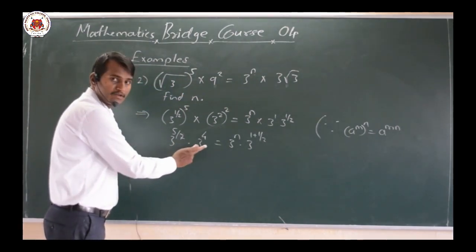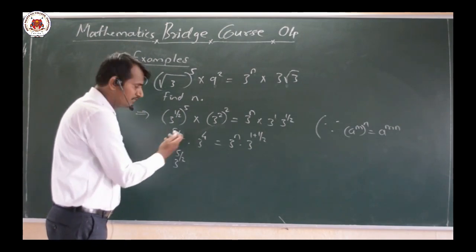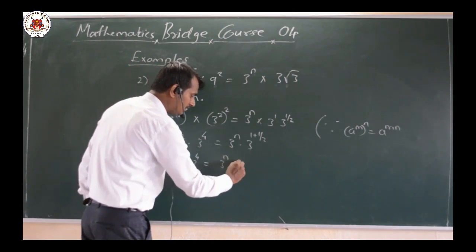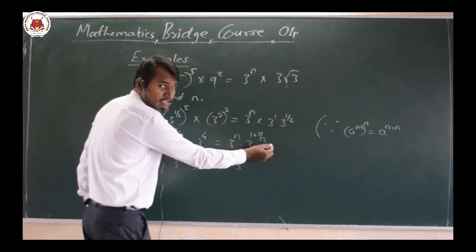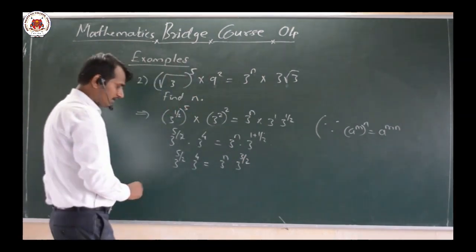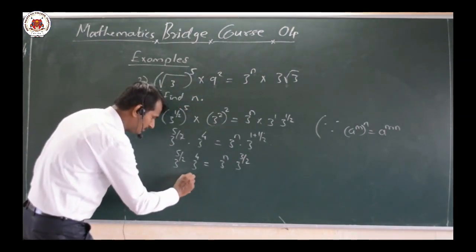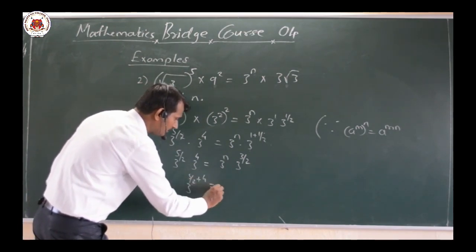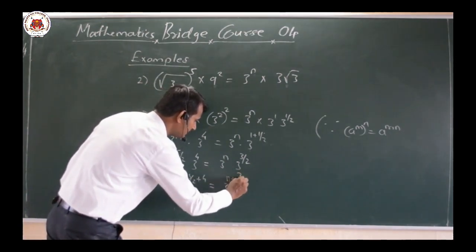We can observe here both the bases are the same. We can add the powers. 3 to the power of 4 equals 3 to the power of n, 3 to the power of, taking the LCM, 2 ones are 2 plus 1, that is 3 by 2. Now both bases are the same, adding the powers: 3 to the power of 5 by 2 plus 4 is equal to 3 to the power of n plus 3 by 2.